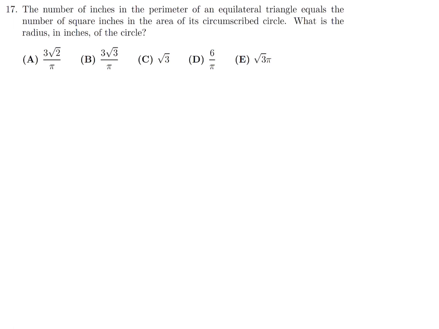The number of inches in the perimeter of an equilateral triangle equals the number of square inches in the area of its circumscribed circle. What is the radius in inches of the circle? So first, let's draw this out. So here we go. This is exactly what the question is asking.